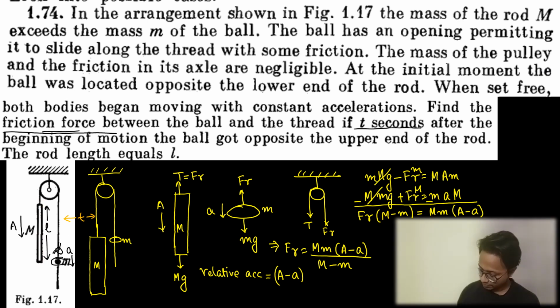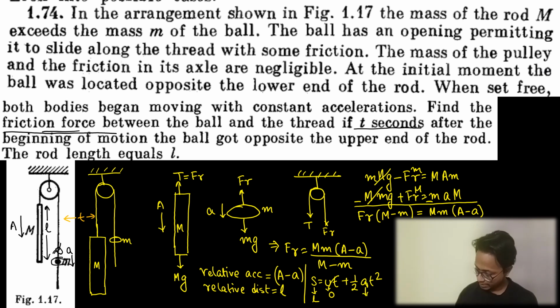L. So relative distance is equal to L. What is the initial velocity? Initial velocity was equal to 0 because the system was held at rest. So can I apply S is equal to ut plus half at square? Initial velocity is equal to 0, distance to be traveled is equal to L, and relative acceleration is capital A minus small a, into t square. But t is the time taken to cover the distance L.